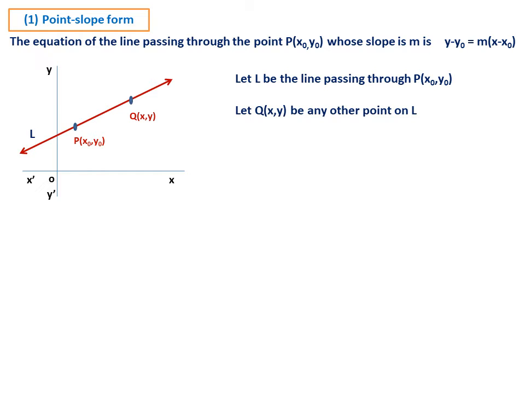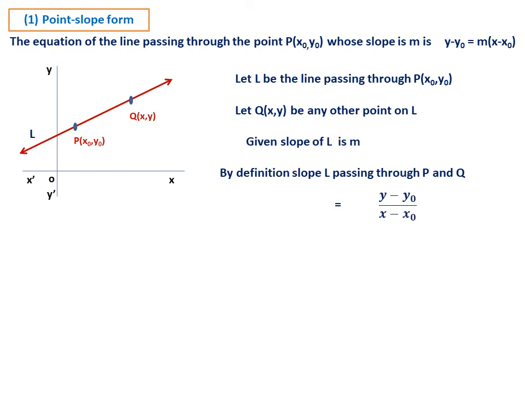So let Q(x, y) be any other point on the line. Now, given the slope of line L is m, that is given. By definition, what is slope actually? By definition, the slope of line L passing through the points P and Q is given by (y minus y naught) divided by (x minus x naught). This is the definition, and we have seen the two-point formula.